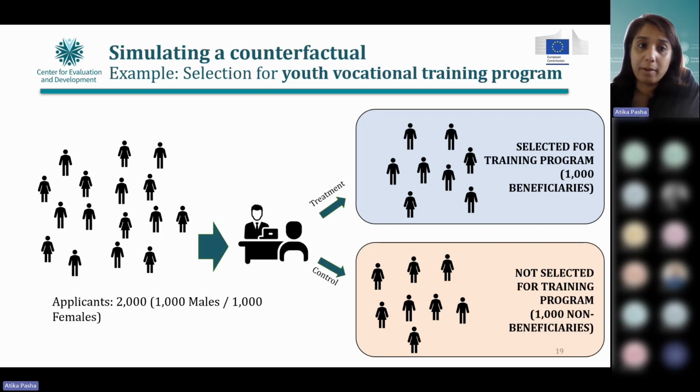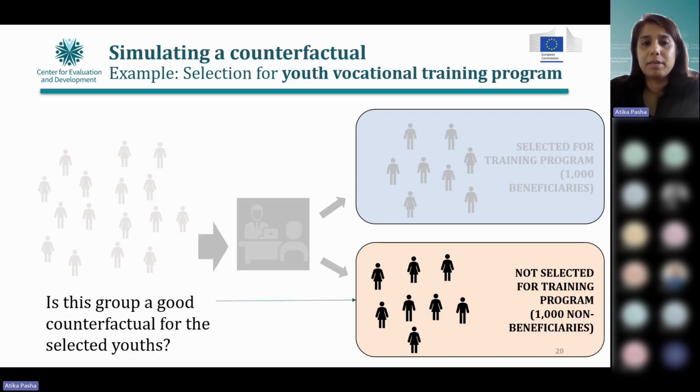As opposed to them, we have the other 1,000 individuals who were not selected for the training program. And this might be an area where we can stop and ask ourselves, is this a good counterfactual? The group of individuals who were rejected for the training program based on their application and their interview, are they going to be comparable and similar to the group of individuals that were selected for the program through the interview and application?